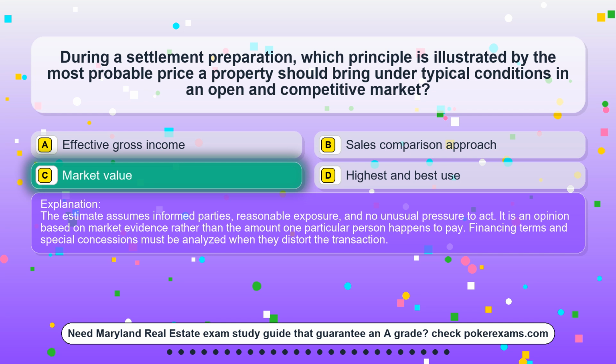The estimate assumes informed parties, reasonable exposure, and no unusual pressure to act. It is an opinion based on market evidence rather than the amount one particular person happens to pay. Financing terms and special concessions must be analyzed when they distort the transaction.